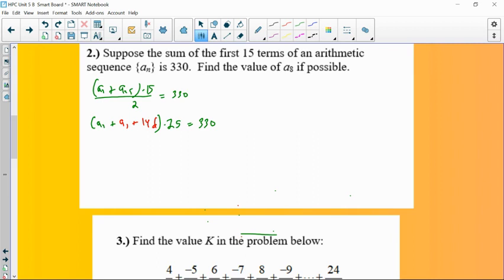Now, 330 should be divisible by 7.5, since you're just adding up integers, whole numbers, right? So that's 44. So I know that that's equal to 44 if I divide that 7.5 over. And A1 plus A1, so that's 2A1 plus 14 differences equals 44.